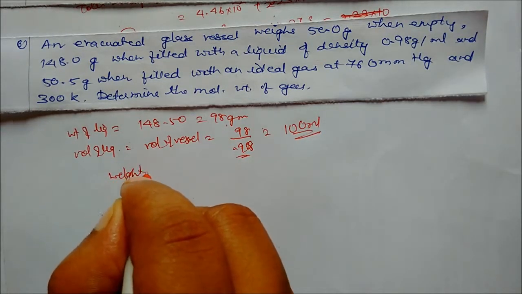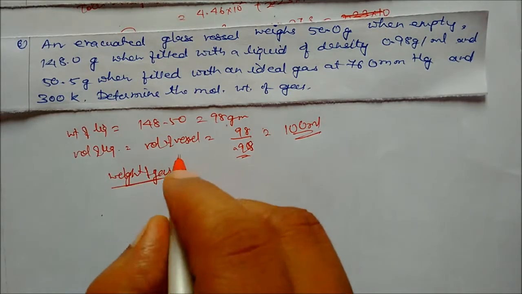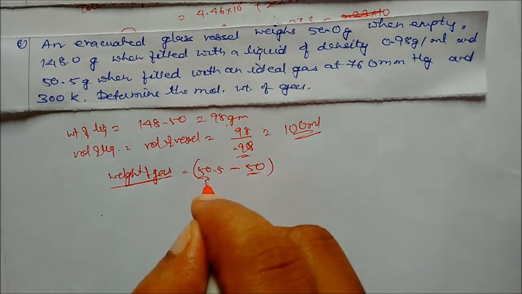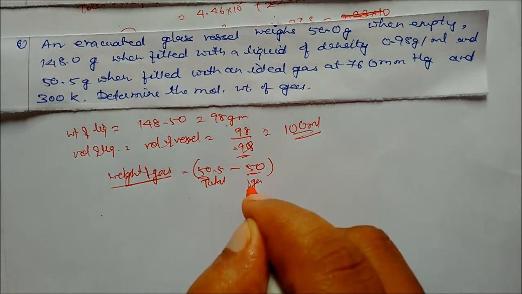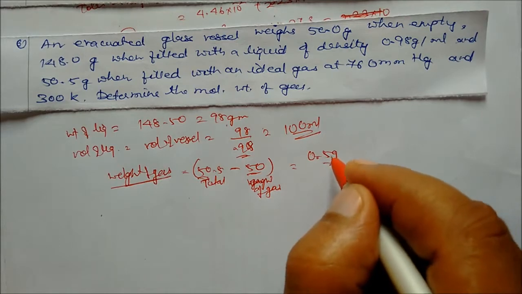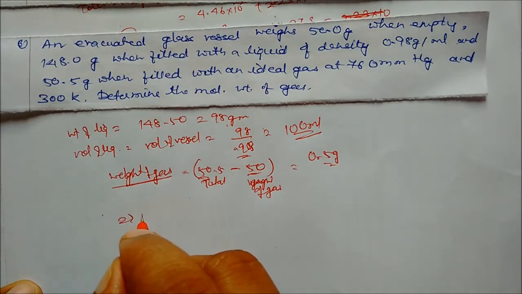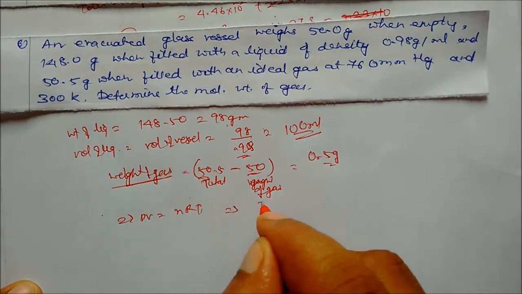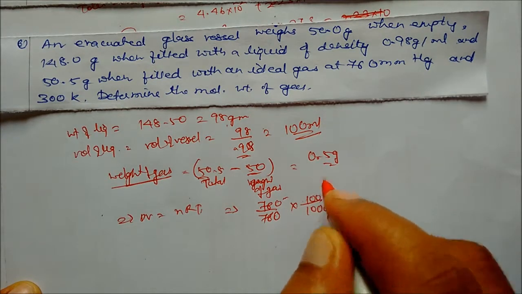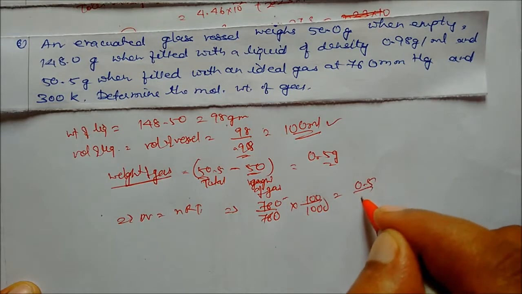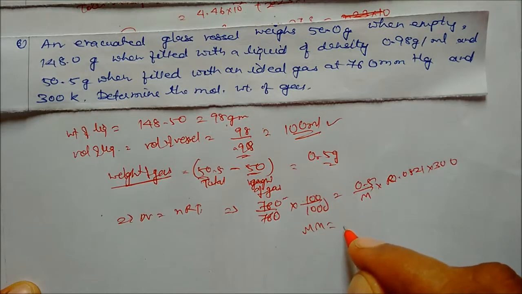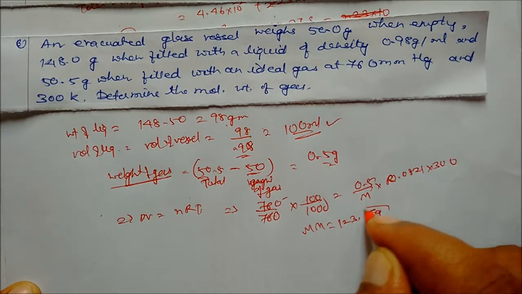So we know the volume of the vessel. Now the weight of gas is the total weight with gas minus 50, so we get 0.5 gram. This is the weight of gas. We don't know the molar mass of the gas, so we use the formula PV = nRT. Pressure is 760, volume is 100 ml, weight is 0.5 gram, divided by molar mass, times R, which is 0.0821, multiplied by 300. So the molar mass will be 123.15 grams. This is our answer.